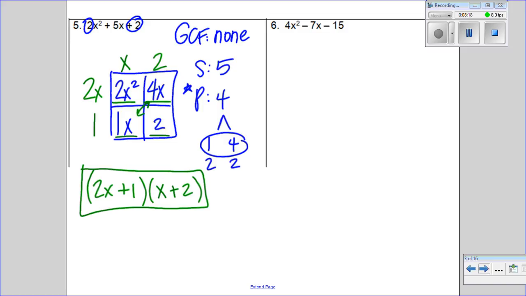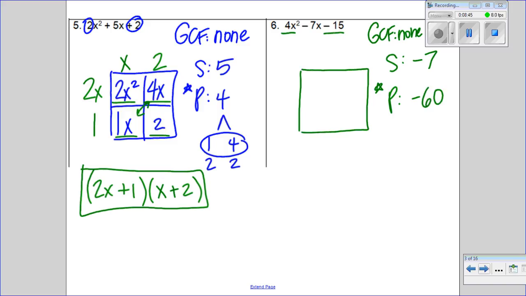Okay, number 6. Let's look at this. Do I have a greatest common factor? Nope. x squared, x, and then no x is the last. So my sum, and then I have to remember my product is going to be special because I'm going to have to multiply this a and this c. So my sum is negative 7, and my product is negative 60.